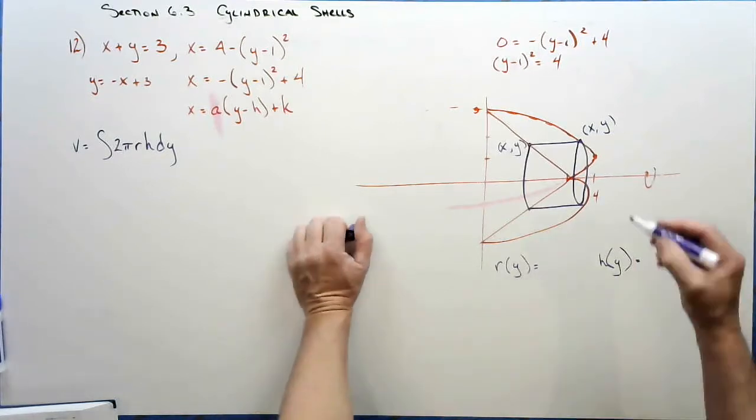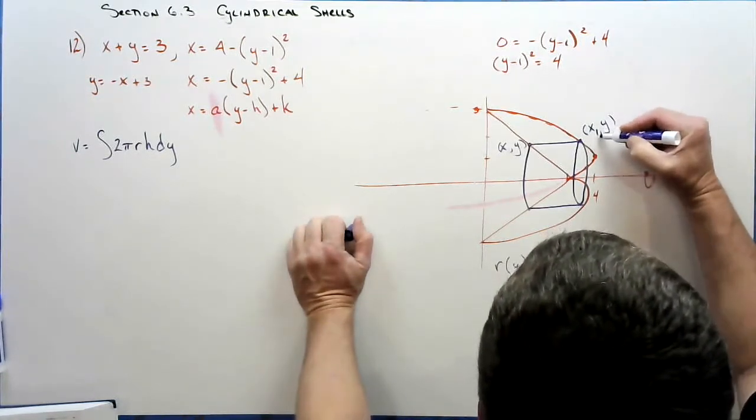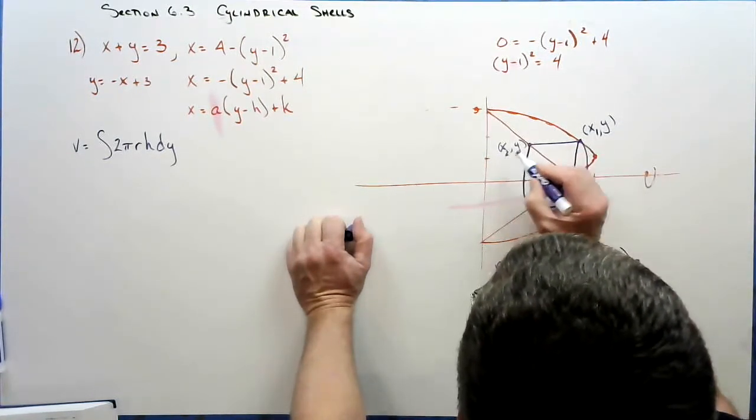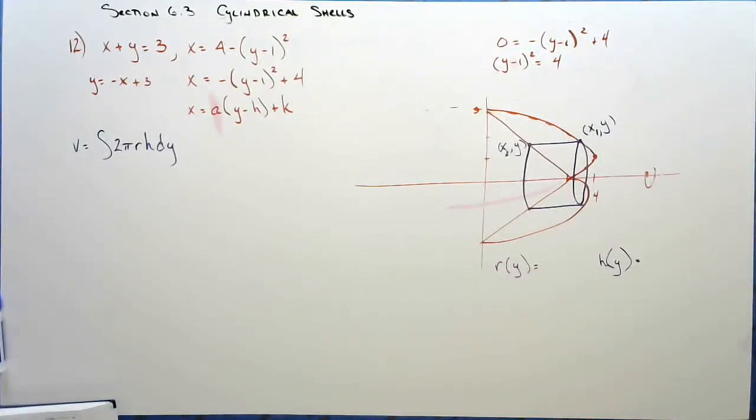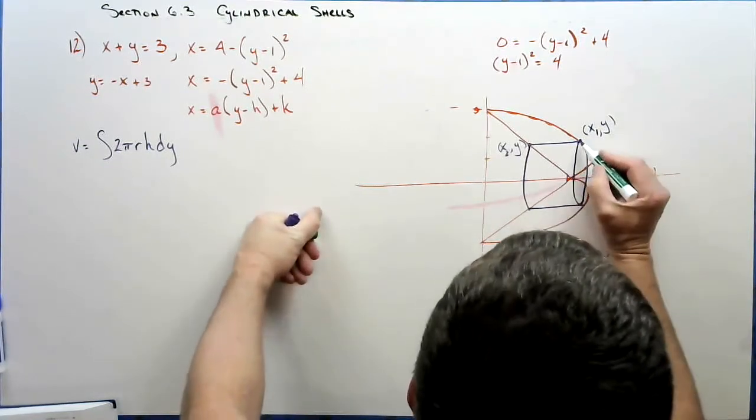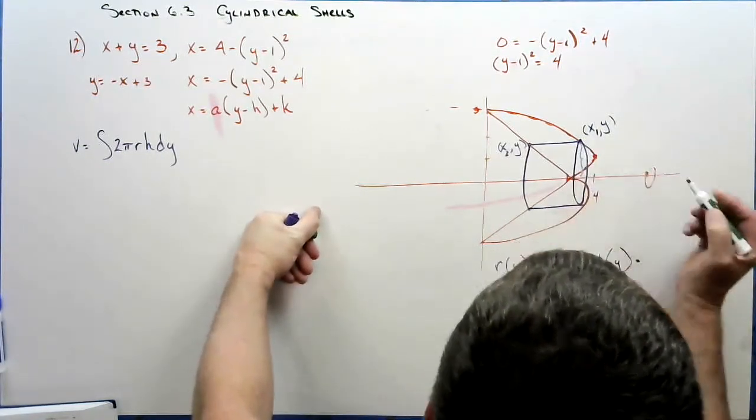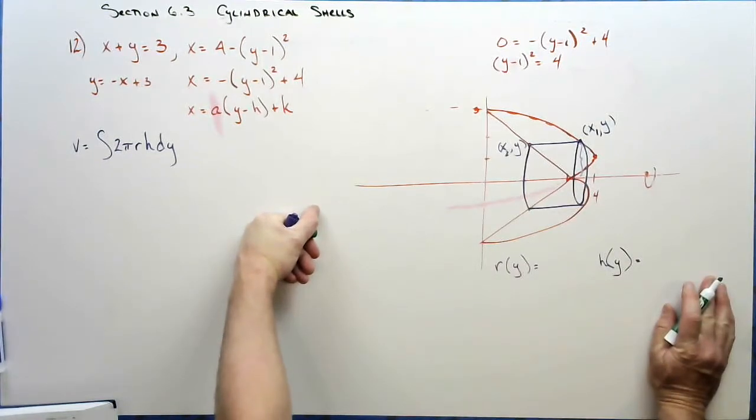Those are different x's. So we'll call this one x of 1, put a comma there. We'll call this one x of 2. Those are the same y values. So what's our radius, right? What's our radius? Well, our radius is this distance right here, right? This is our radius. And we know what that is.